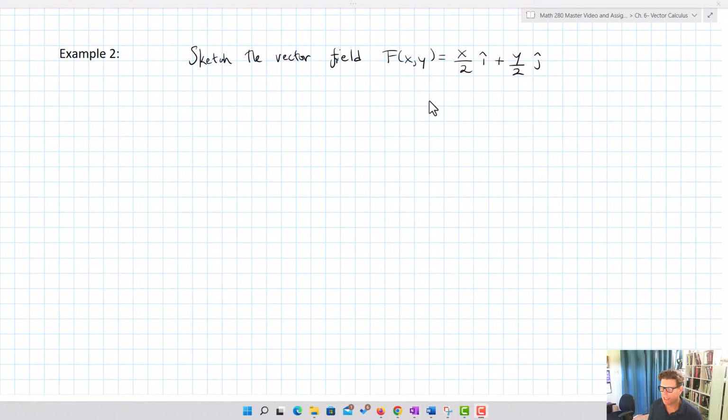All right, so let's take a look at another example, and let's sketch the vector field f of x, y equals x over 2 plus y over 2.